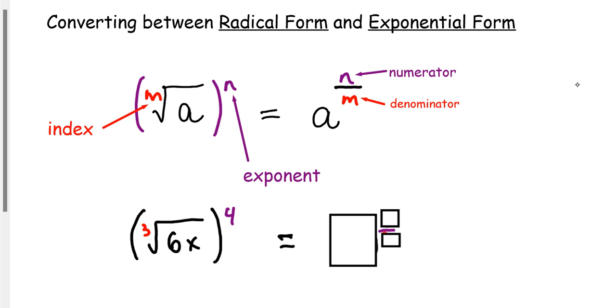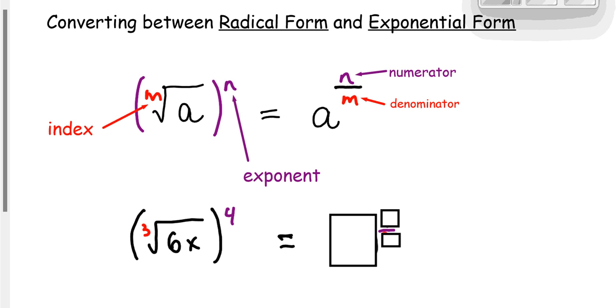In this lesson, I'm going to show you how to convert between radical form and exponential form. Notice that the radical form includes a root sign and the exponential form includes an exponent. And in this diagram, you can see that the index, which is the little m, is going to become the denominator in the exponent, and the exponent in the original radical form will become the numerator in our exponential form.